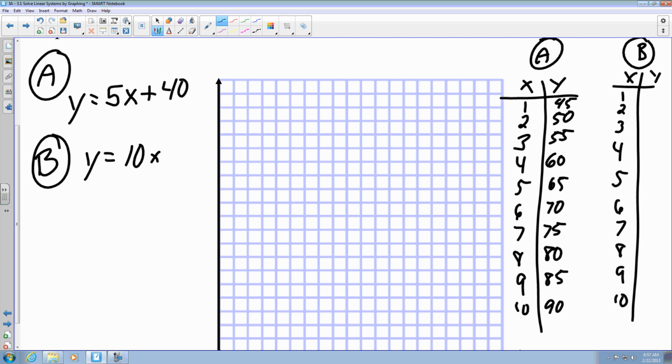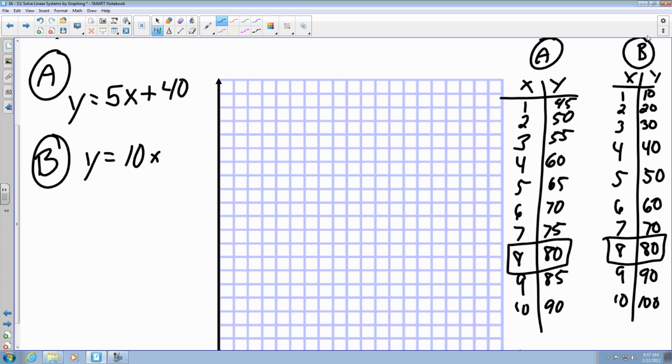So now for option B, if my x is 1, my y is 10. I got 20, 30, 40, 50, 60, 70, 80, 90, 100. Okay? Now, what I want you to pay attention to is, see how I have an 8 and an 80 and an 8 and an 80 that are exactly the same? That means that that is where my lines would intersect. My lines would intersect at coordinate 8, comma 80.